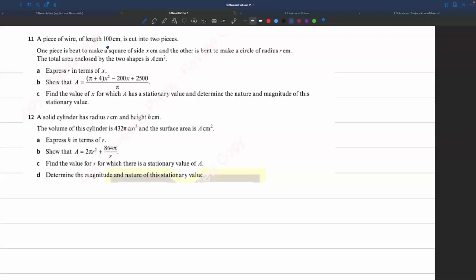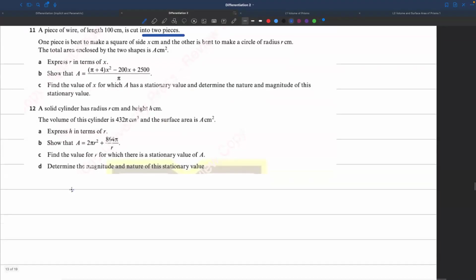Question 11 says a piece of wire of length 100 centimeters is cut into two pieces. One piece is bent to make a square of sides x. So what you will do is first make a square, and the sides are x. How much is remaining? You will say 100 minus 4x is remaining, right?